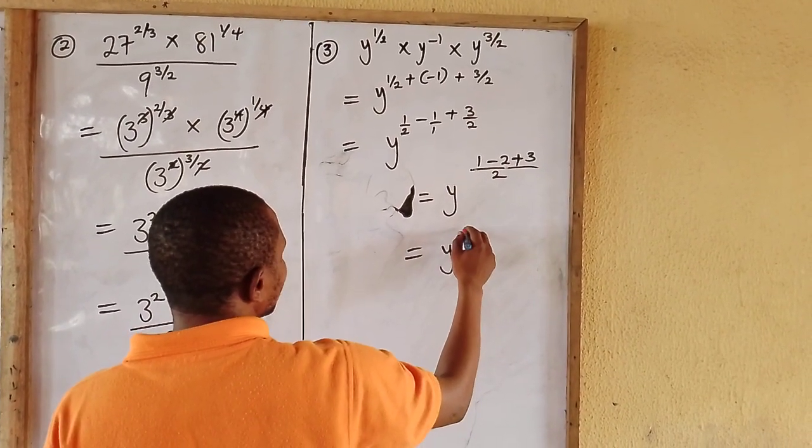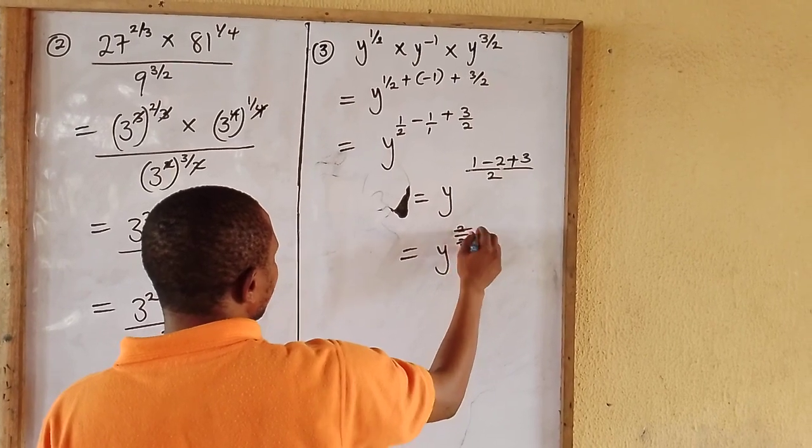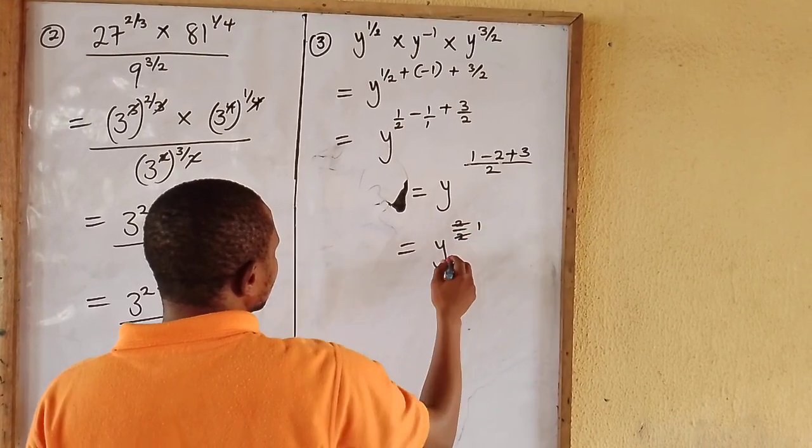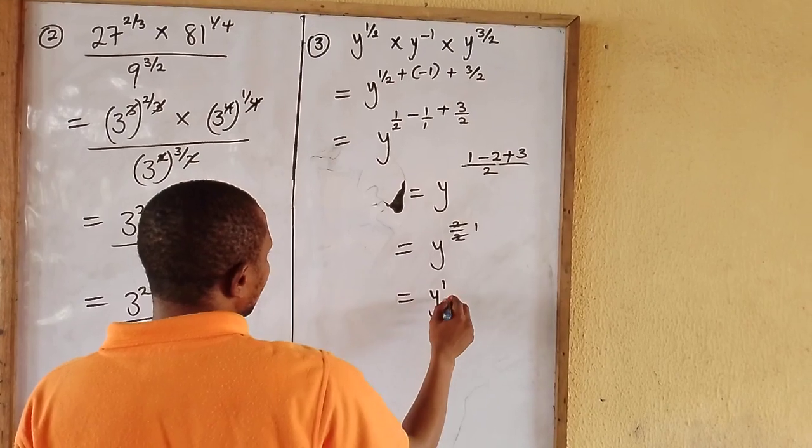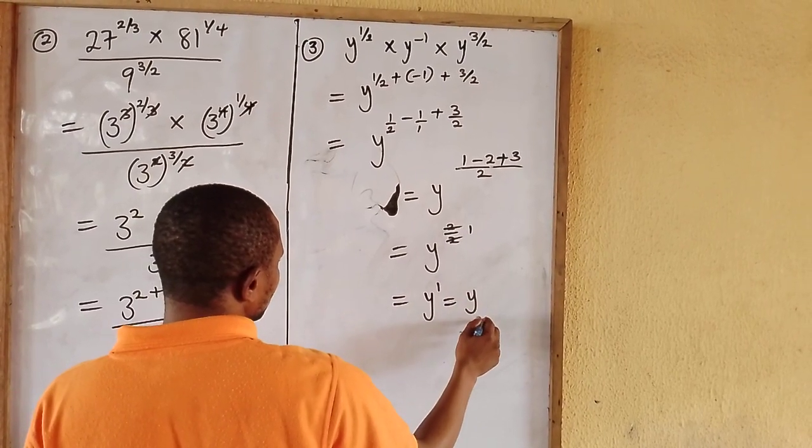So we are going to have 2 over 2 as our powers, which will give us 1. So we end up having y raised to power 1, which is equal to y.